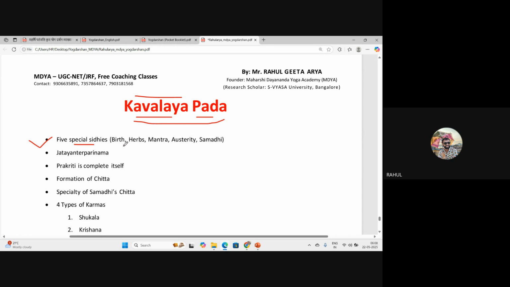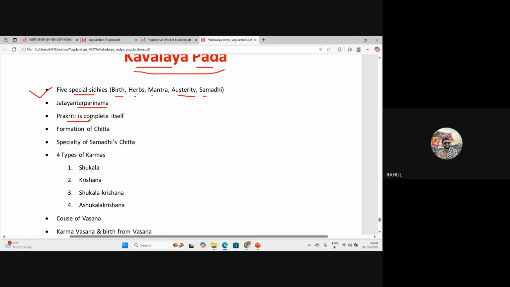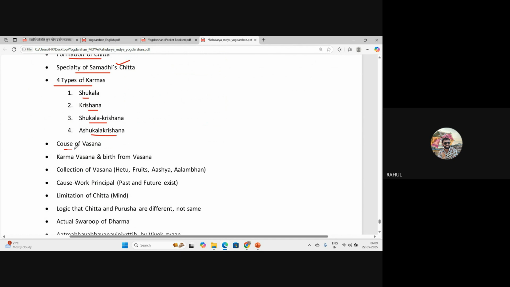So 5 special siddhis we will discuss here: birth, herb, mantra, austerity, samadhi. Jatyantar parinam we will discuss here. Prakriti, how it completes itself, how the new chitta is formed. Special siddhi, why out of these 5 siddhis samadhi is the special. And types of karma: Sukla karma, Krishna karma, Sukla Krishna, Asukla Krishna karma. Here the concept of Vasana, and what is the main cause of the Vasana? Karma Vasana and birth from Vasana. That we will discuss here.